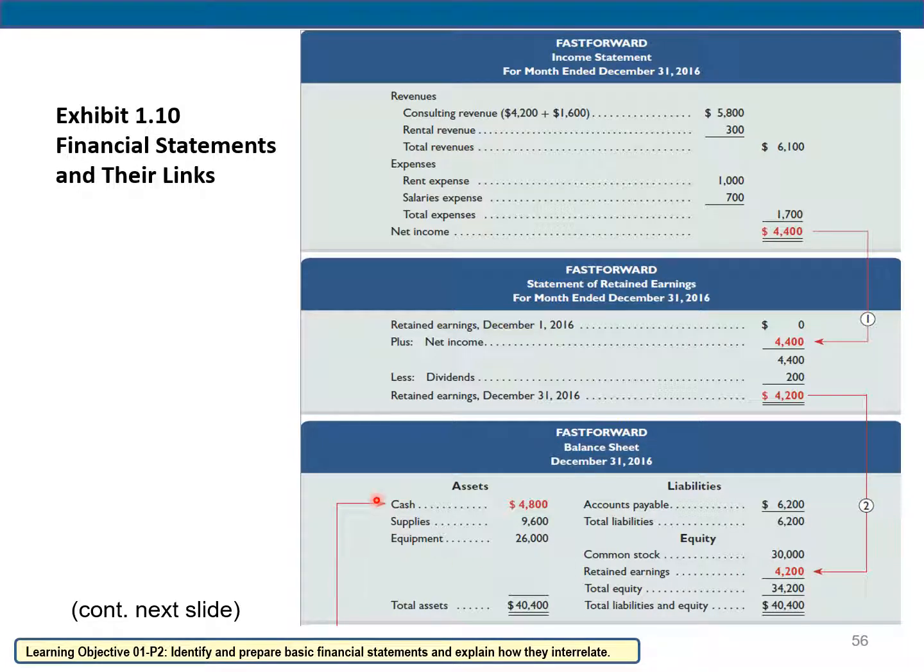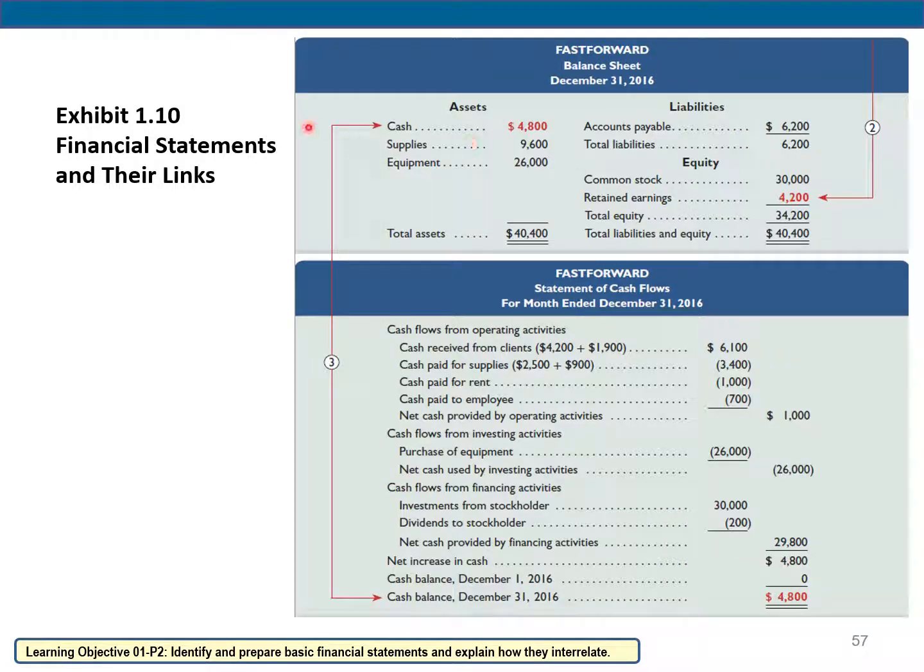And then your cash, if we move on to the next slide, your cash balance from your balance sheet ultimately should match your ending balance on your statement of cash flows. The statement of cash flows is presented in three major sections. You have cash flow from operating activities, cash flow from investing activities, and cash flow from financing activities. And the subtotal of each of those are added together to determine whether you have a net increase or a net decrease in cash.